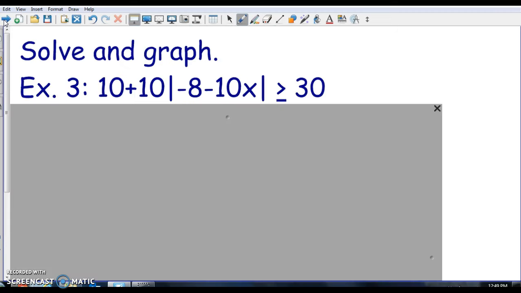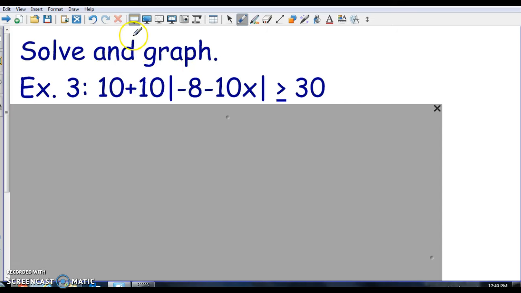So on this one, you're going to solve and graph. Now this one looks super duper crazy. When people first look at this, they think, oh, that 10 plus 10, I can add that together. But no, no, no. These do not get added together. This says 10 plus 10, but this is being multiplied by the absolute value. So PEMDAS says you have to do your multiplication before you do your addition. So the 10 is attached to this before you properly get rid of it. So do not add these together.